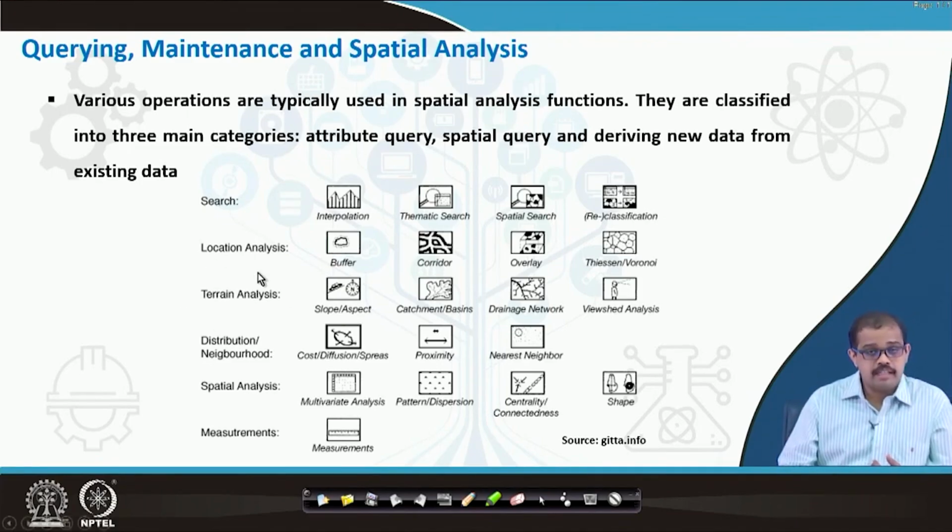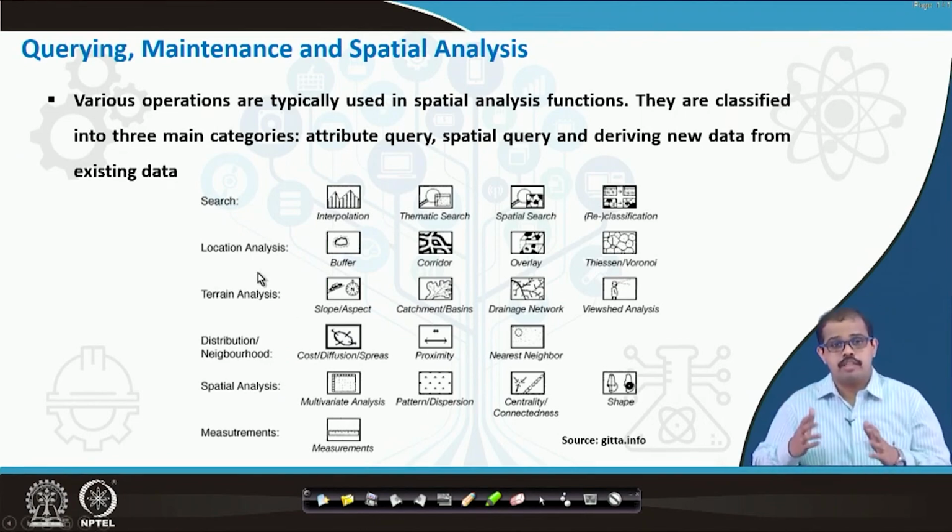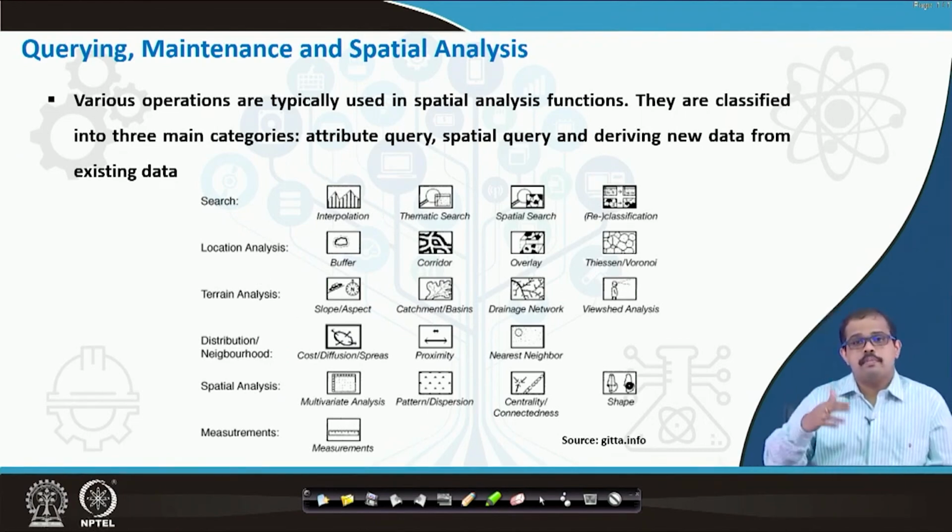You have terrain analysis when you are looking at slope or aspect. You say, if the slope is greater than so and so, this has to be a threshold. So that kind of analysis can be done. If the slope is greater than this, then only this region can be used for certain kinds of developments. Then distribution or neighborhood functions like cost, diffusion, spread, and proximity.